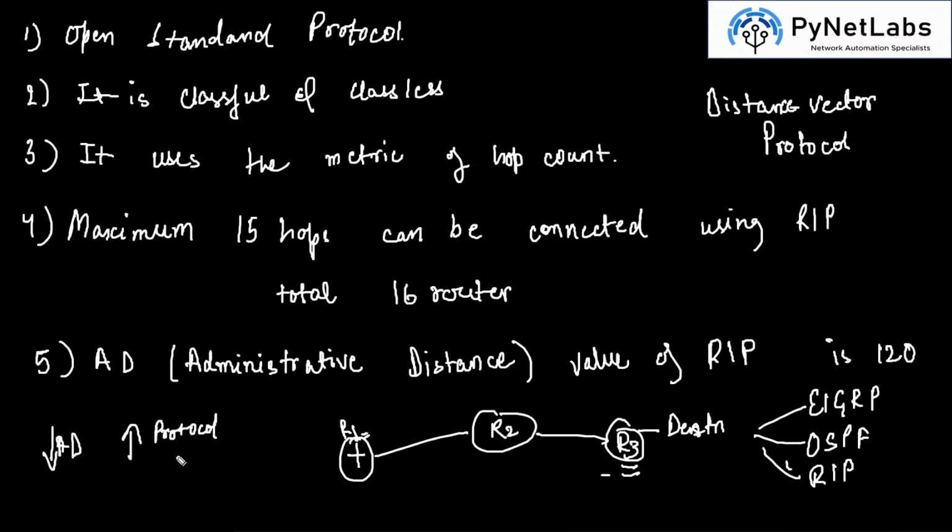So is it clear to you guys? So protocol preference is more when the AD value is less. AD is administrative distance. It's the value of protocols. Sure.